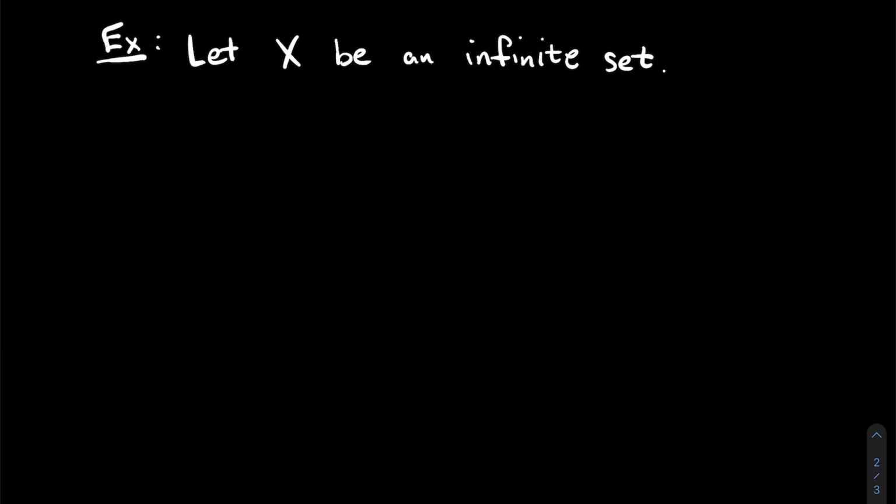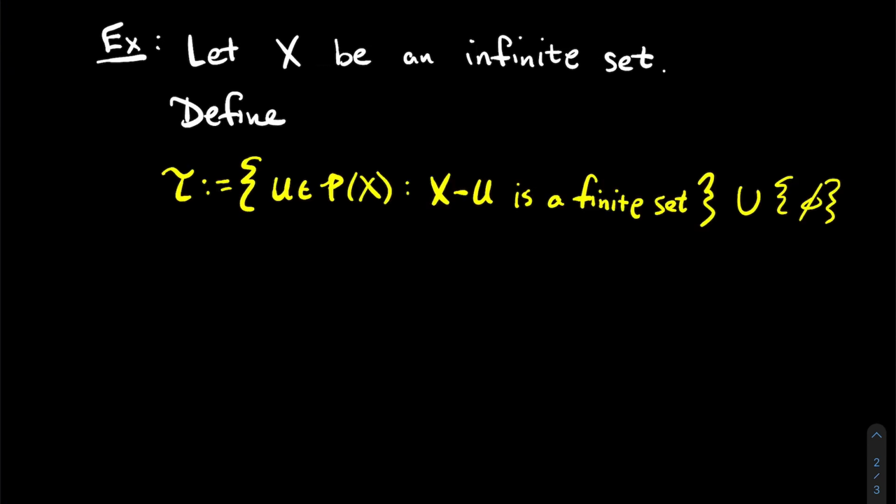And really the rest of this video is just aimed at how you would solve an exercise that says show this is a topology. What are the things that you need to do in general? So let's let X be an infinite set. And we're going to define T to be the following collection of subsets of X. So I'm saying take U to be a subset of X, right? It's an element of the power set.